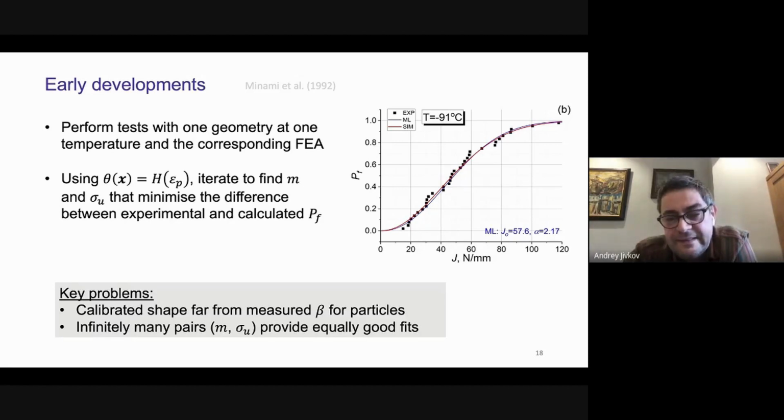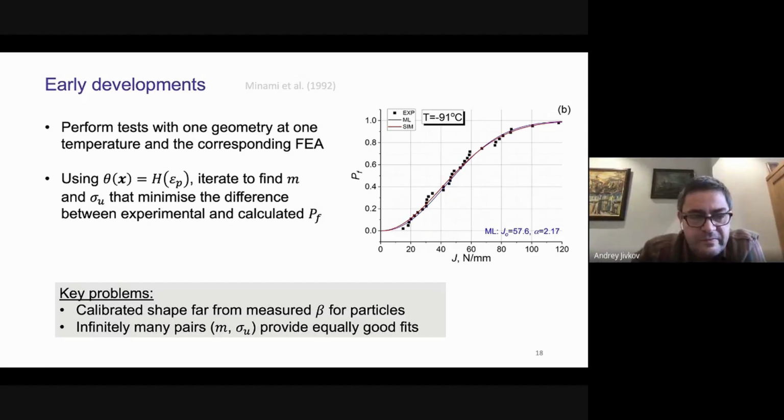This didn't work well because people soon after found out that there are infinitely many pairs of m and sigma u that can provide equally good fits. This figure here shows a calibration for a steel tested at particular temperatures, which are these black dots. The blue curve is the maximum likelihood fit to the data directly, and the red curve is the simulation, which means it has been iterated to find a particular m and particular sigma u.